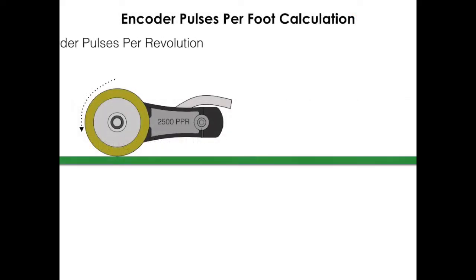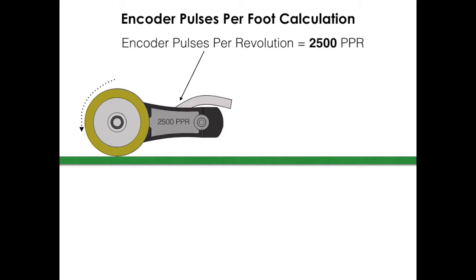Here is a guide on how to calculate how many pulses per foot your encoder produces. First, identify the number of pulses per revolution your encoder provides. A label on your encoder should detail this number. In this example, we will use the number 2500.